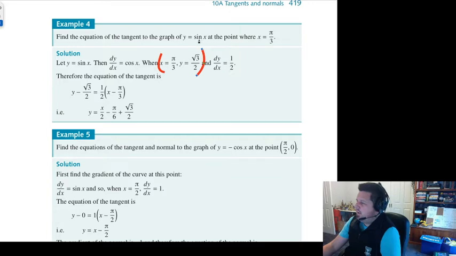We also need to find the derivative of y equals sine x. Hopefully by now you realize that it is cosine x. So we need to find the gradient at this particular point, when x equals pi on 3. We substitute that into the derivative. Cosine pi on 3 is a half. So there is the gradient.